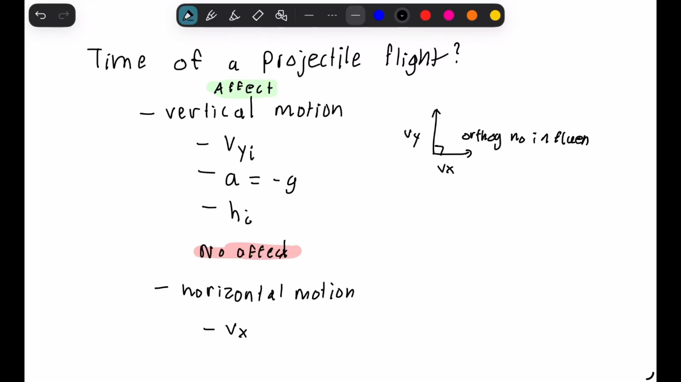What are things that affect the time of a projectile flight? Well, those are going to be the vertical motion variables, which are v y initial, your acceleration due to gravity, and the initial height that you launch your projectile from.